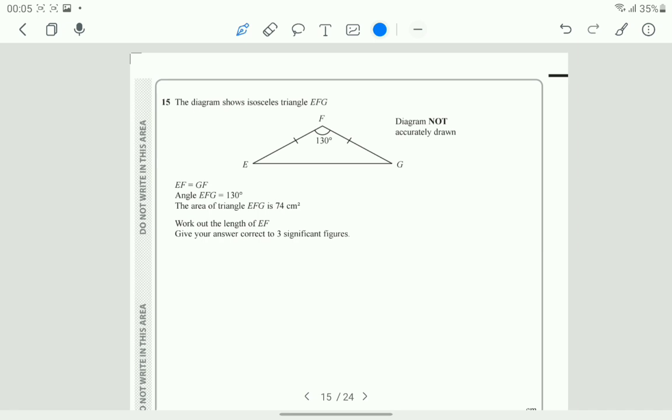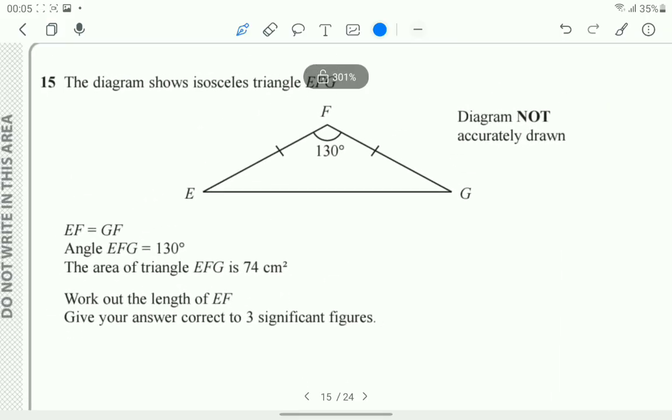Ladies and gentlemen, boys and girls, we have question 15. This is a tough nut to crack, but that is why I'm here. So we have the diagram shows isosceles triangle EFG, EF equals GF. Isosceles triangles have these angles equal, obviously. The angle EFG is 130 degrees. The area of triangle EFG is 74 centimeters square. Work out the length EF. Give your answer correct to three significant figures.